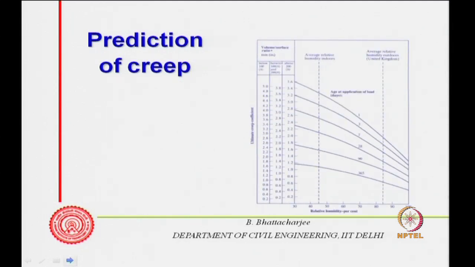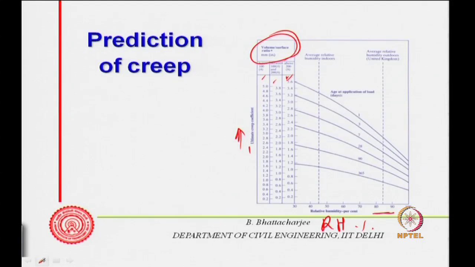If you look at this diagram, you have relative humidity percentage here, RH percentage, and then the ultimate creep coefficient is given along this direction. This is for 3 conditions of volume to surface area ratio, these are 1, 2 and 3, in millimeters, or in brackets it will be in inches.